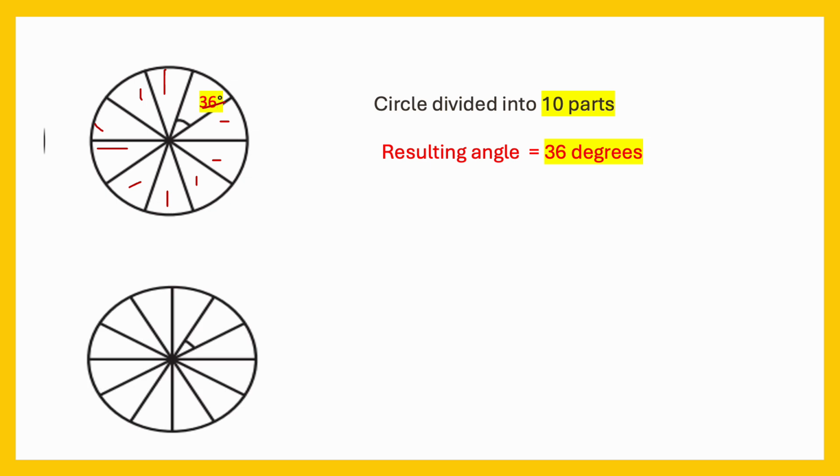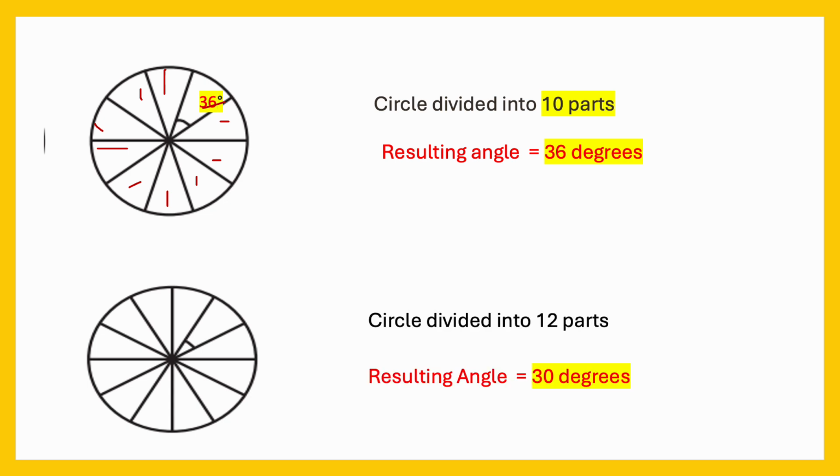Then next one. Here the circle is divided into 12 equal parts. Then what will be the resulting angle? 360 divided by 12. 30 degrees. So the resulting angle is 30 degrees.